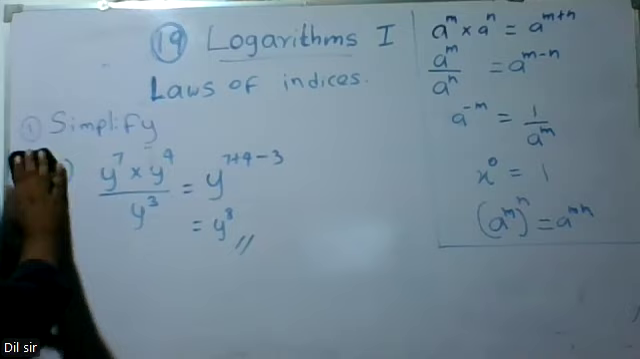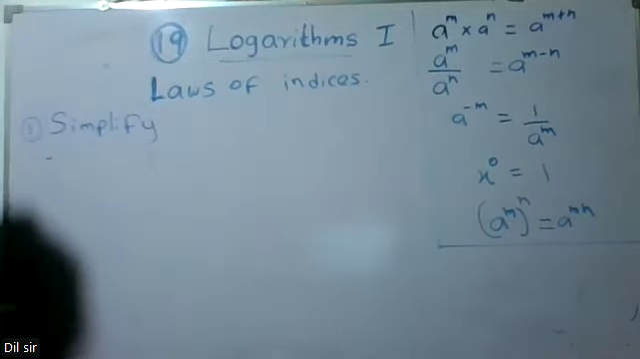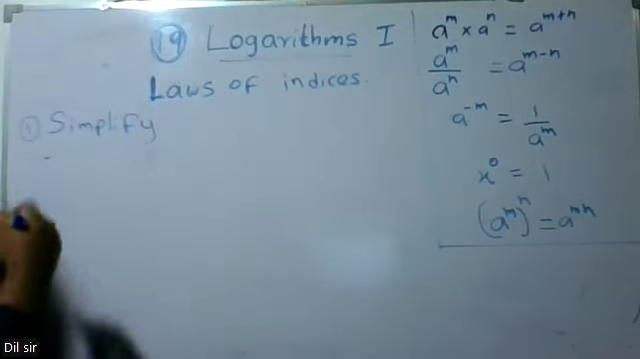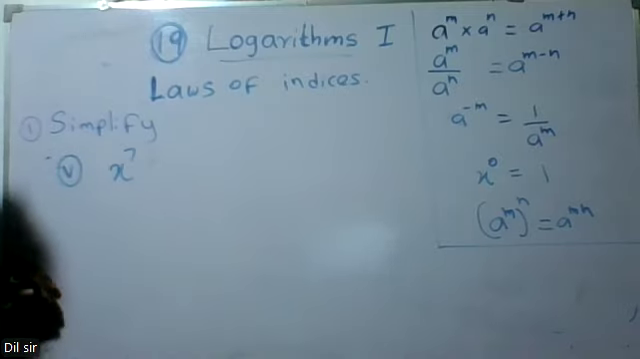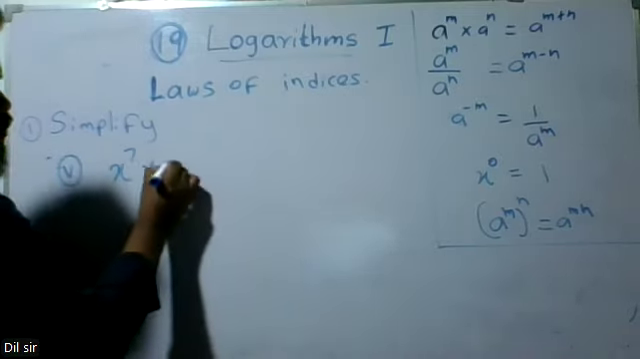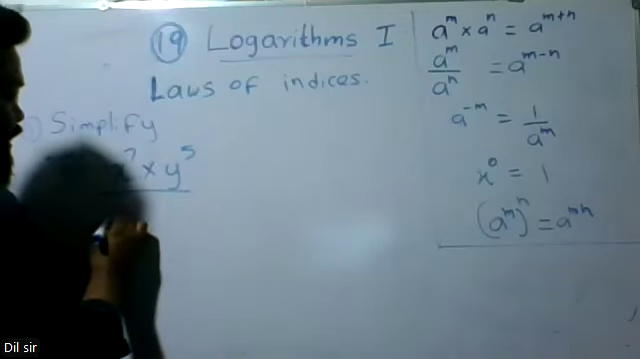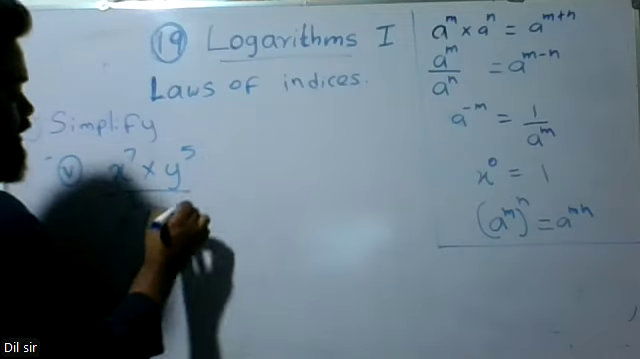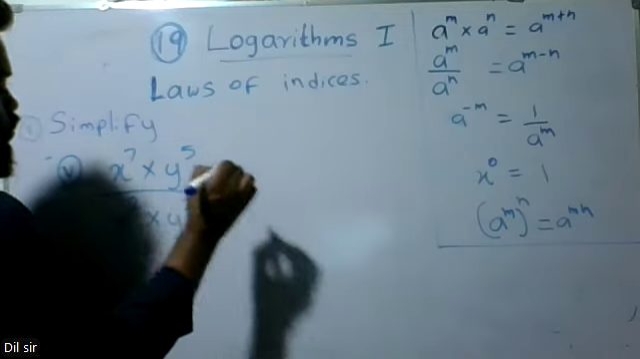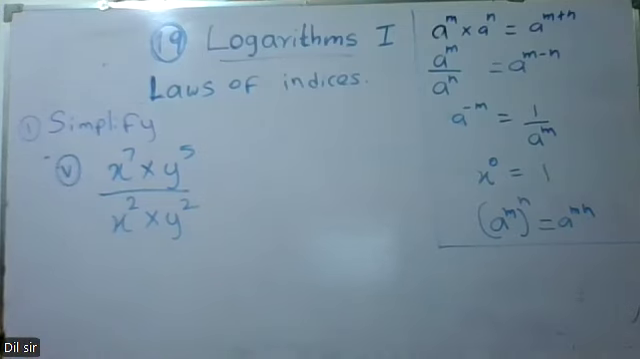Right. Fifth one now. x to the power 7 times y to the power 5 over x to the power 2 times y to the power 2. Find out the answer. Take 1 minute and find out the answer.